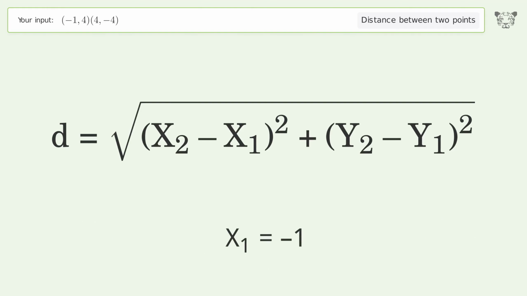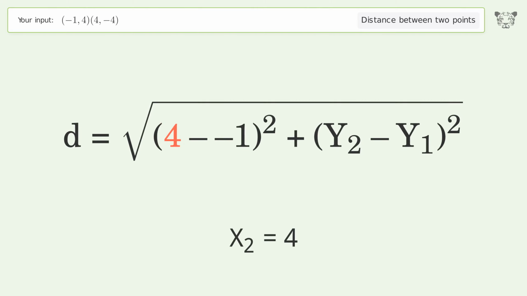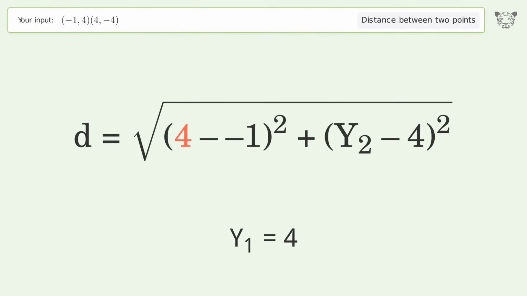x1 equals -1. x2 equals 4. y1 equals 4. y2 equals -4.